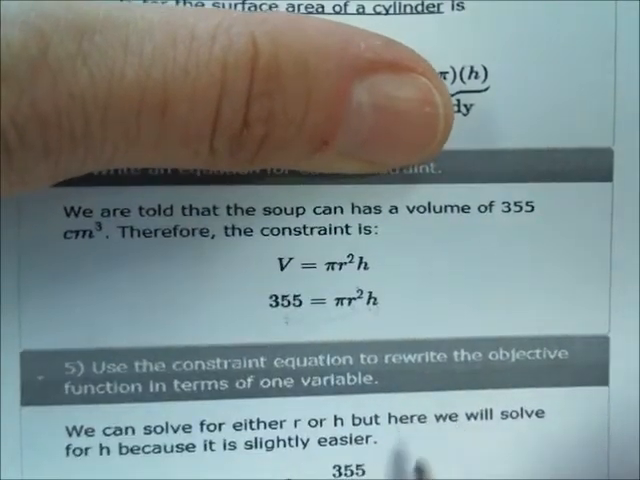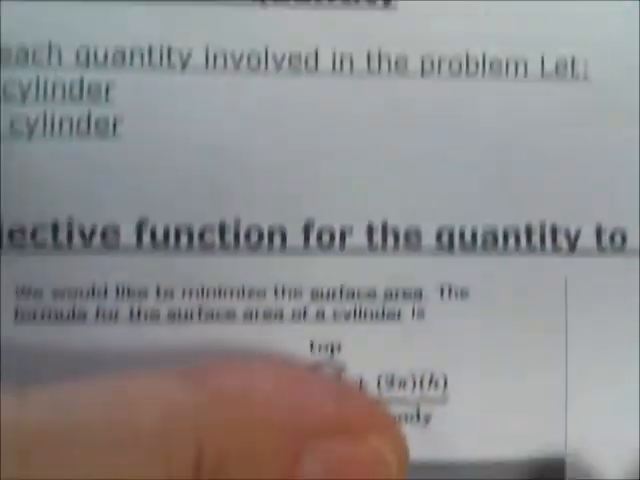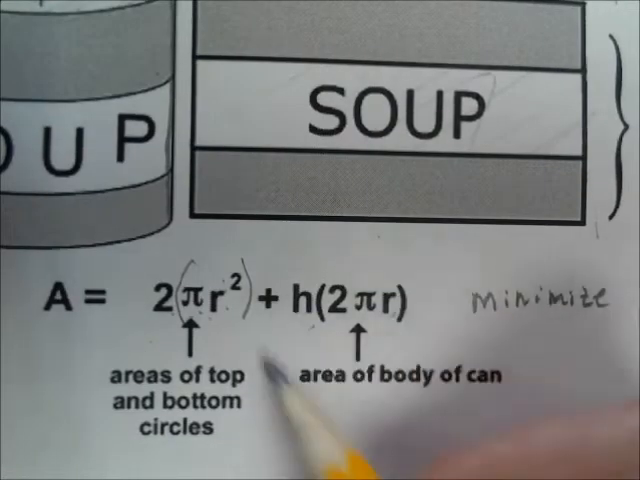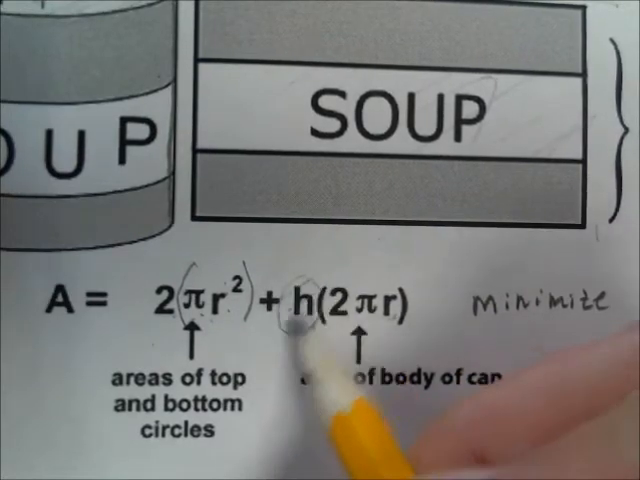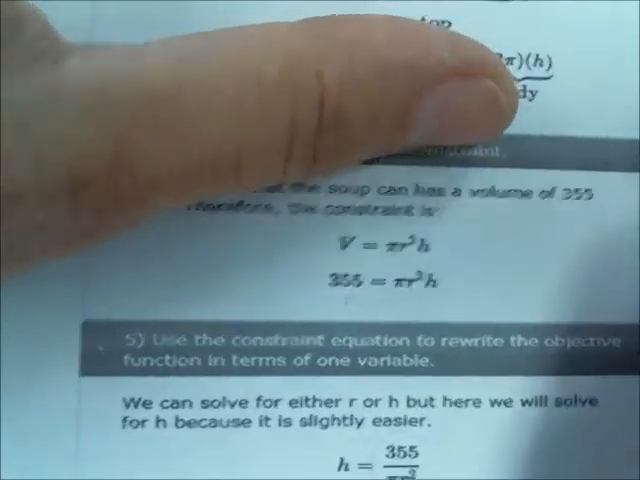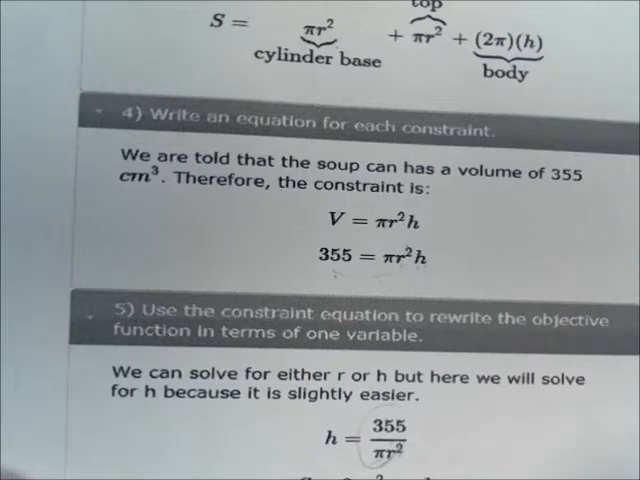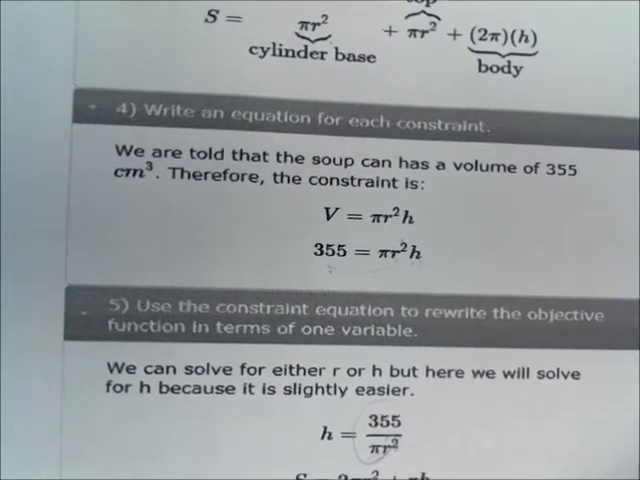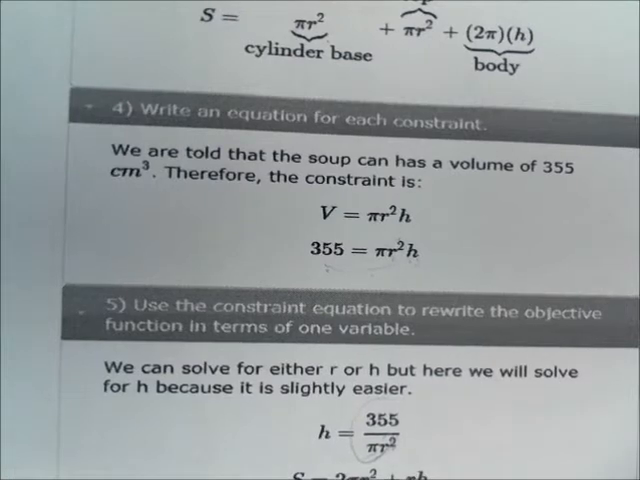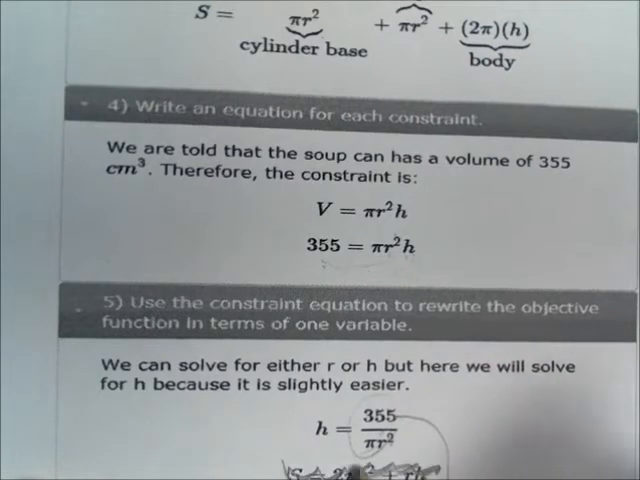So we're going to solve this for H just by dividing both sides by pi r squared. So our height is set up in terms of R. And this is what we can use to go substitute back into our original equation. So we can take this H out of here, and in place of the H we can put 355 divided by pi r squared. So that's what we have down here, is we have the 2 pi r squared plus 2 pi r times H, and that H came in here.